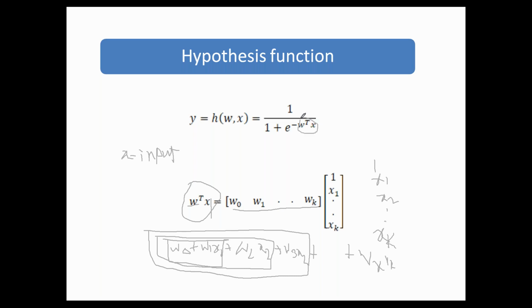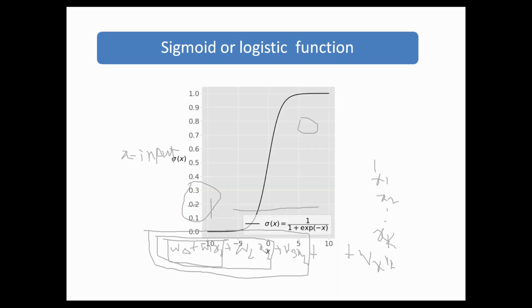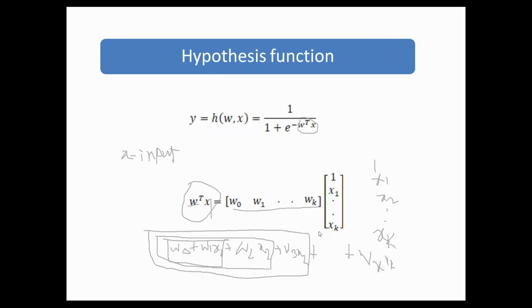Previously we have seen sigma. In place of sigma, you will have H, and in place of X, you will have minus W transpose X. This will be a single value because we are multiplying 1 cross K and K cross 1. So ultimately you will get a single scalar value that will be given to this one.